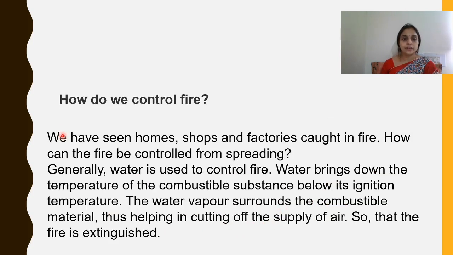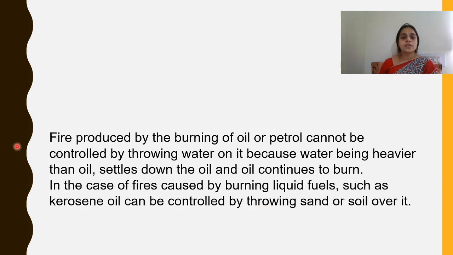How do we control fire? We have seen at many places, like homes, shops or factories, caught in fire. How can the fire be controlled from spreading? Generally, water is used to control fire. Water brings down the temperature of the combustible substance below its ignition temperature. The water vapor surrounds the combustible material, thus helping in cutting off the supply of air. So, fire is extinguished.